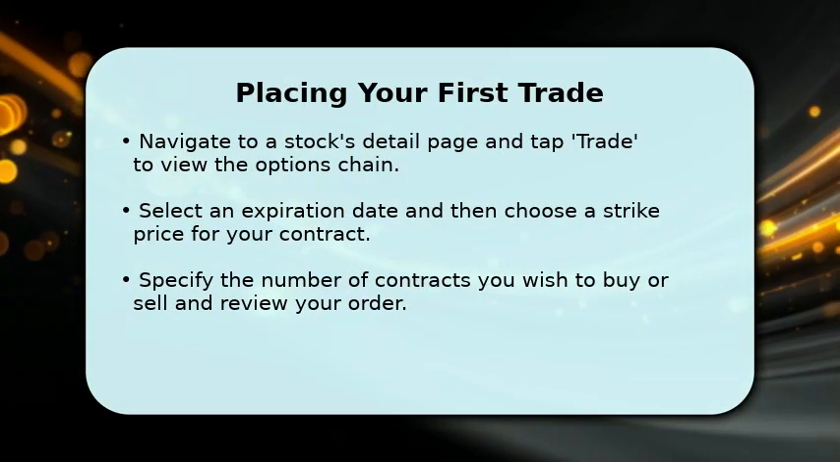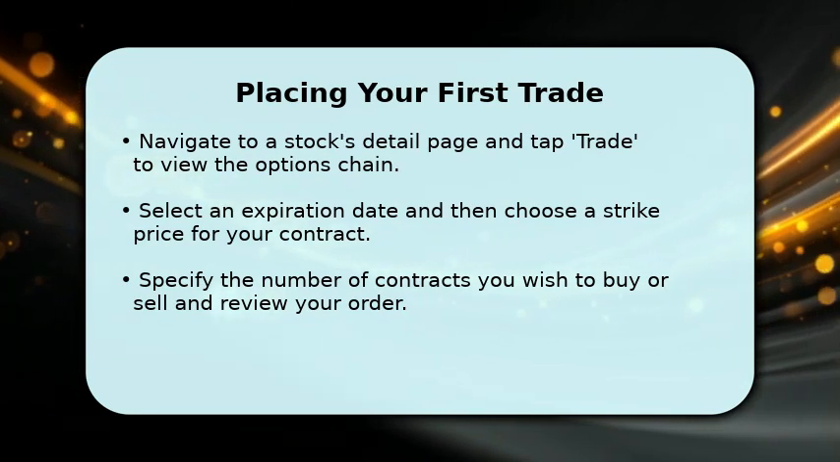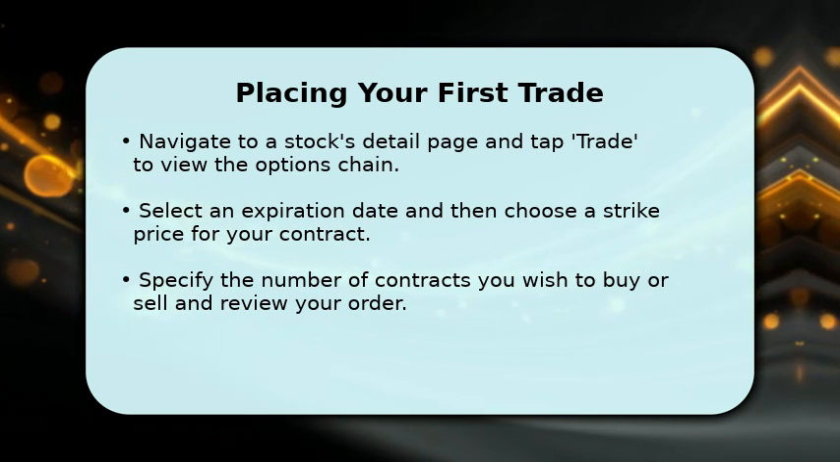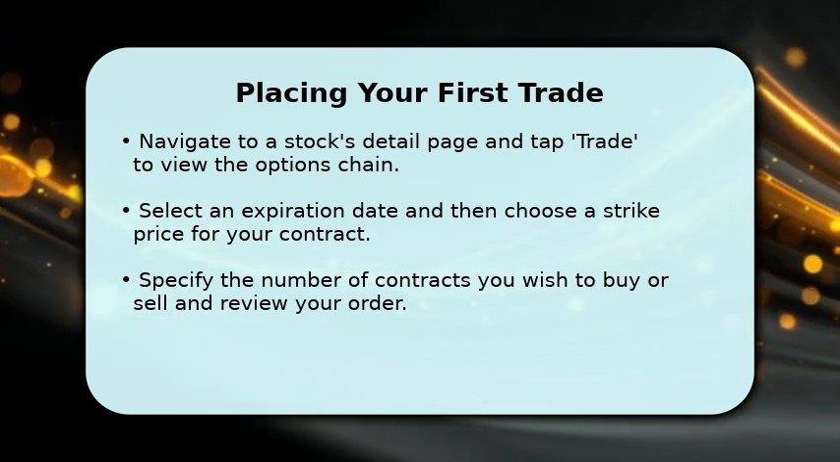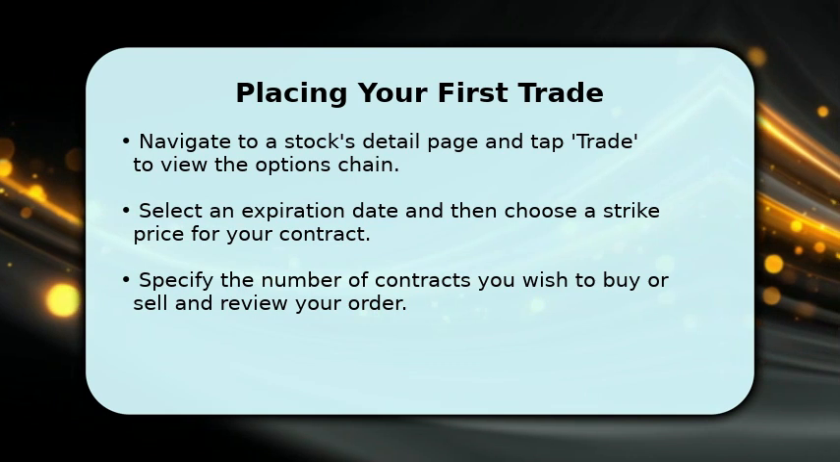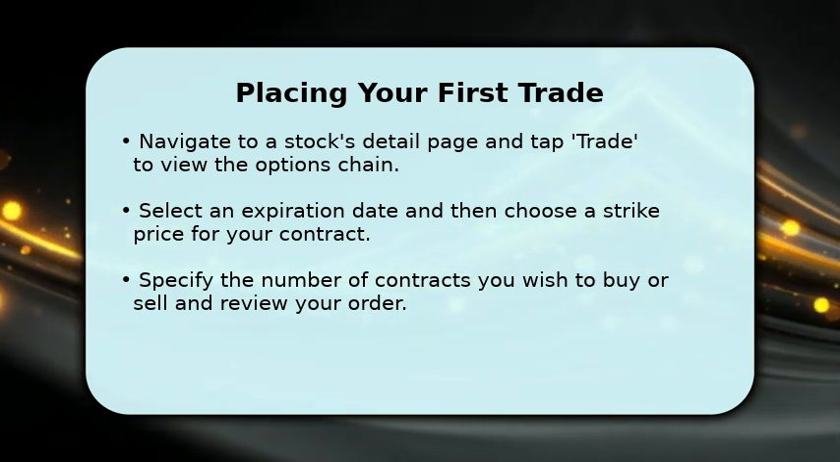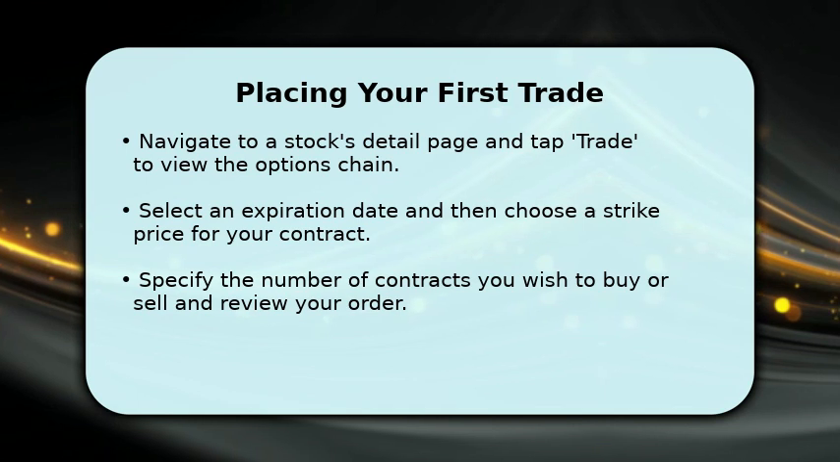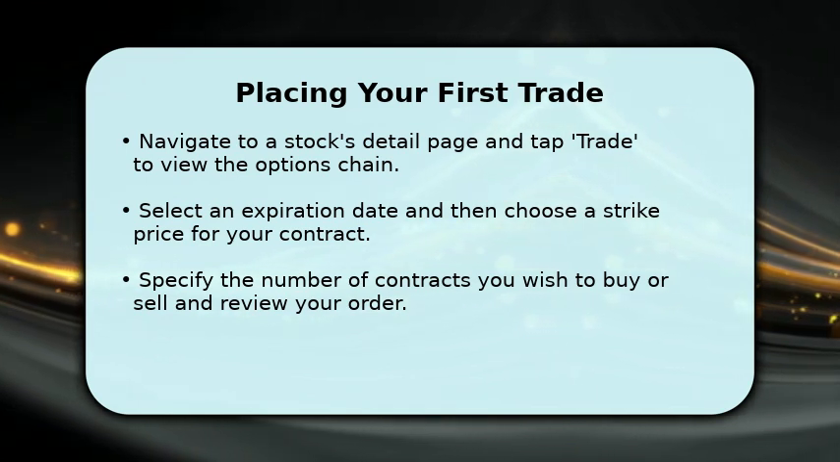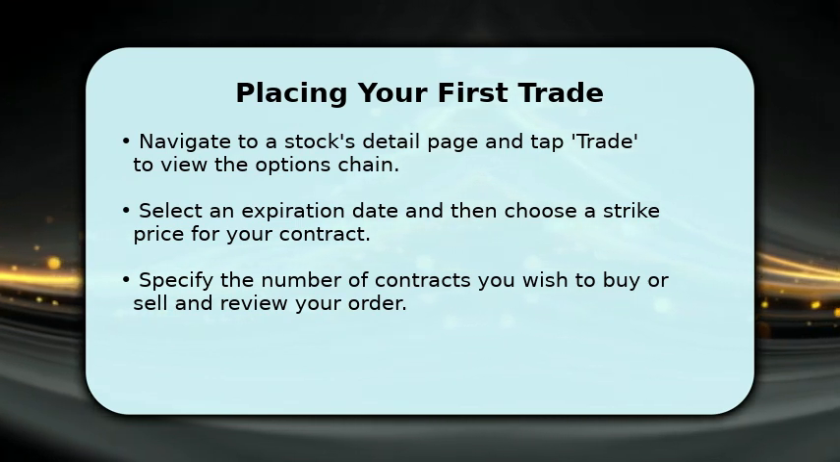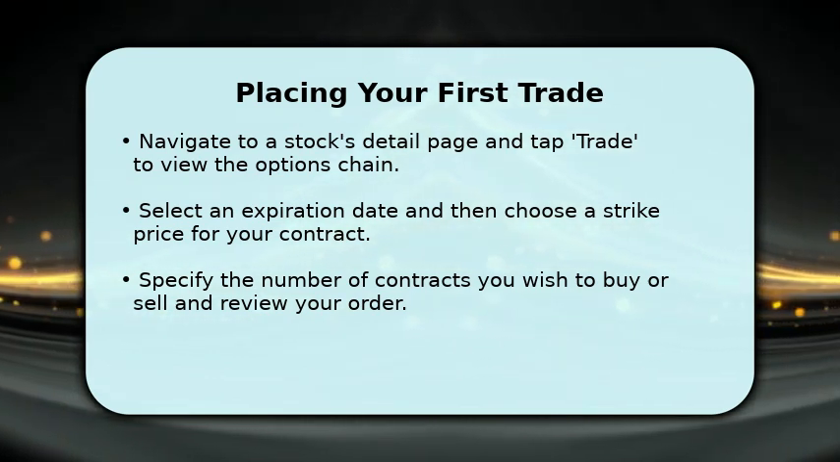Once you're ready to trade, find the stock you're interested in on Robinhood and tap the Trade button, then select Trade Options. You'll see an options chain displaying various expiration dates and strike prices. Choose the expiration date that aligns with your strategy, then select your desired strike price. Decide if you want to buy a call or a put. Finally, enter the number of contracts and review all details before placing your order.